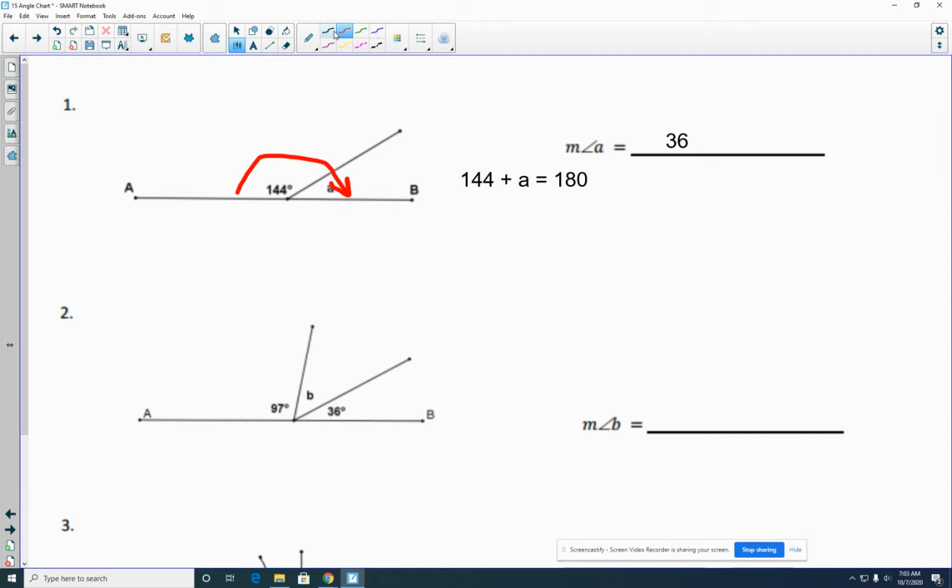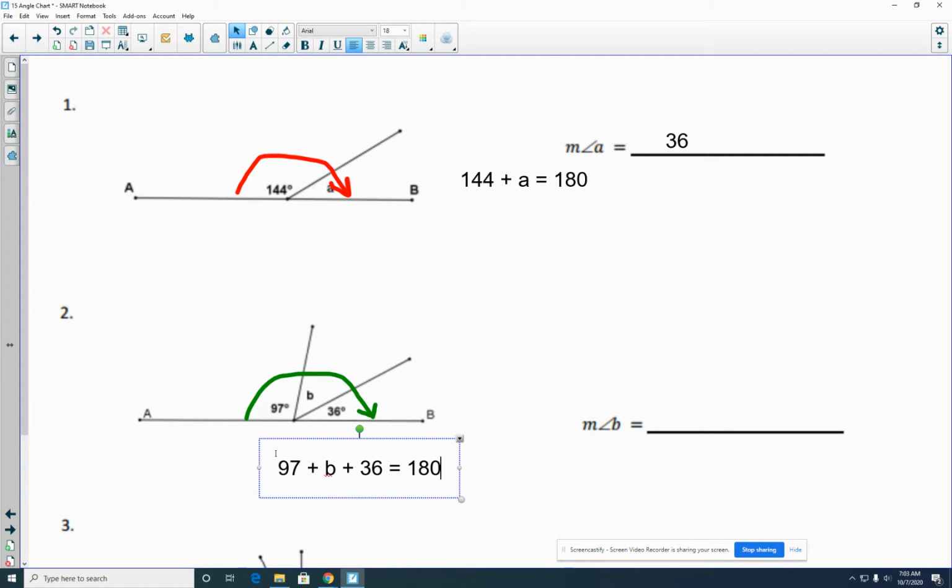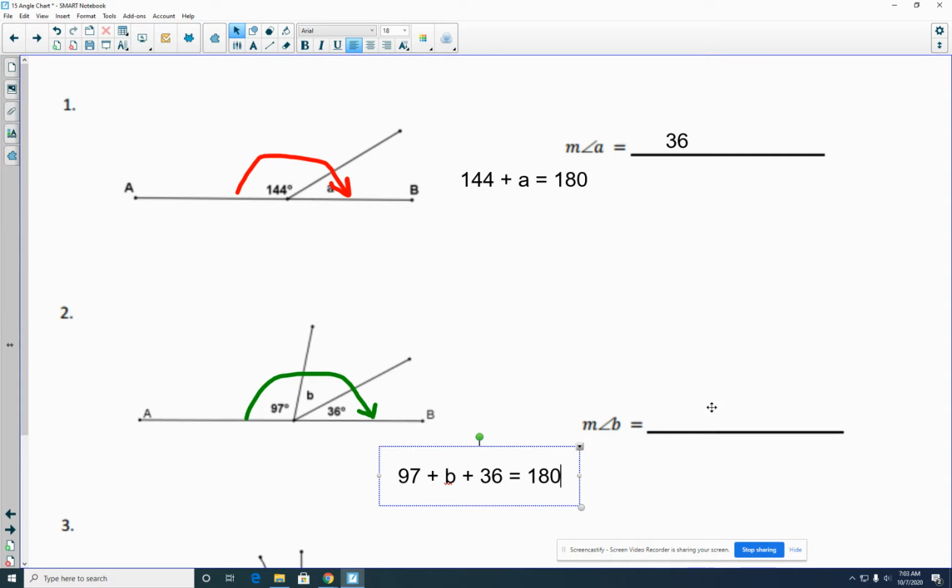Here, it's similar to number 1, however, there are 3 on the straight angle. So these still sum to 180, but they're not a linear pair. They're just angles that sum to 180. So it's 97 plus b plus 36 equals 180. Again, if we combine like terms and solve, we find that the measure of angle B is 47.